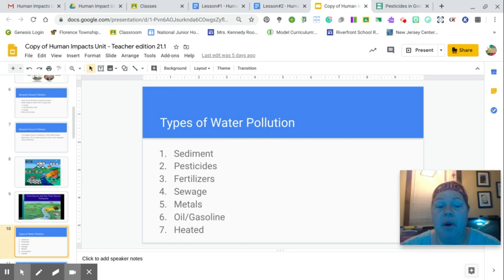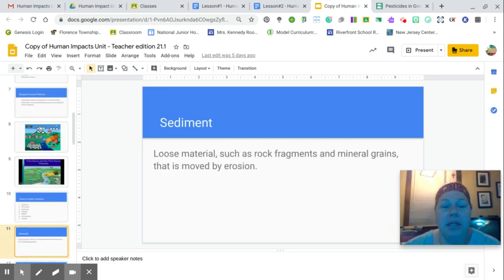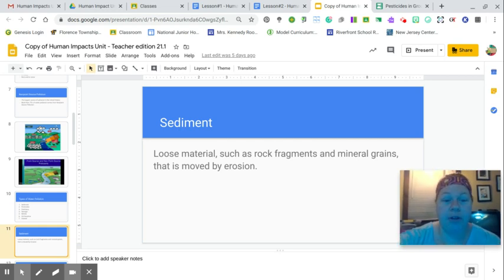So types of water pollution, there are 7: sediment, pesticides, fertilizers, sewage, metals, oil and gasoline, and heating. It says heated, and that sounds weird, like heated water pollution. Strange. But what it means is hot water being let go into an area that's not hot. All right? And we'll talk more about that one later. Today we're going to talk about sediment, and we're going to talk about pesticides. Okay? So first we have sediment.